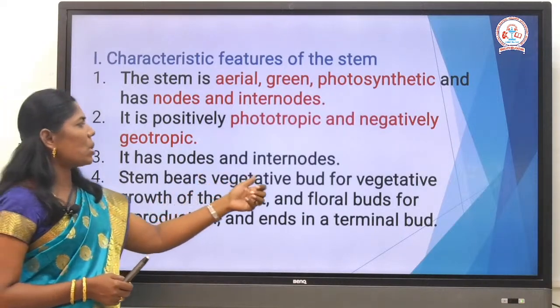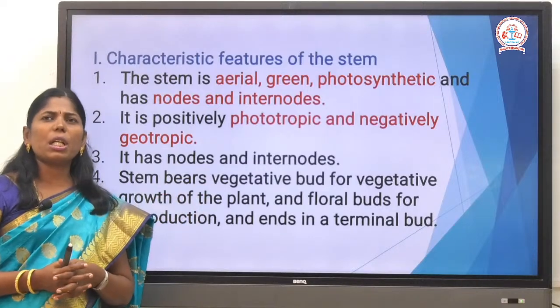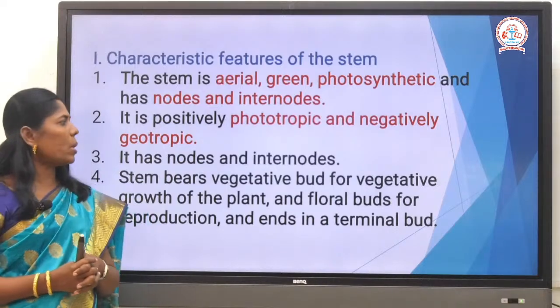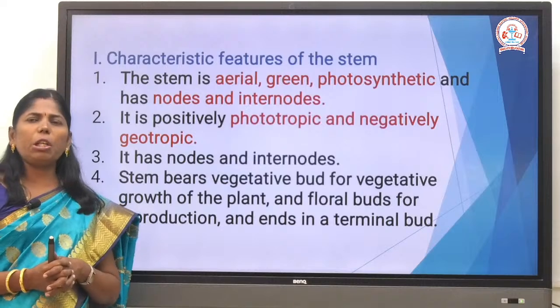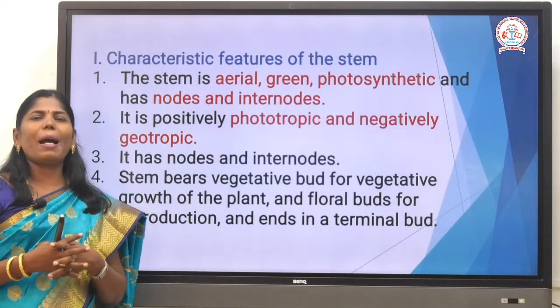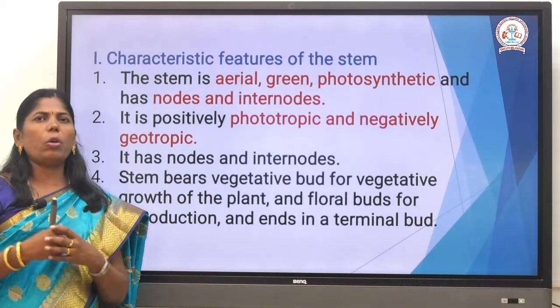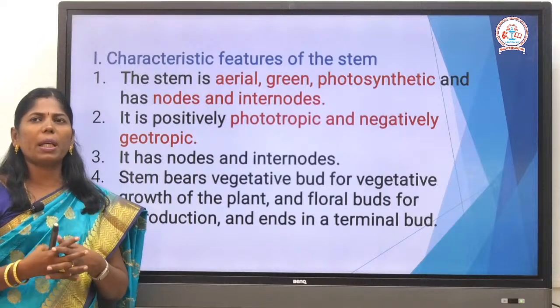Okay, the stem bears vegetative buds for the vegetative growth of the plant. So what are the vegetative parts? Okay, so what are the reproductive parts? The shoot system consists of vegetative parts and reproductive parts. The vegetative parts are the stem and leaf, okay, including the root. Root is the underground part. Root is also a vegetative part. What is vegetative propagation?